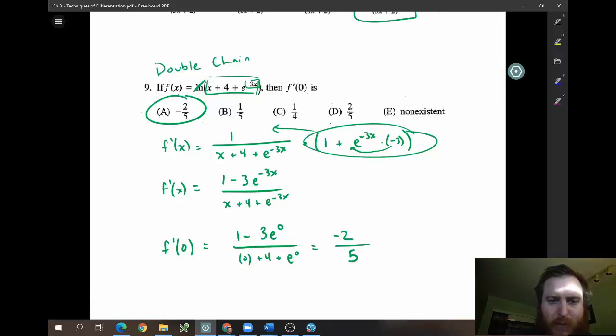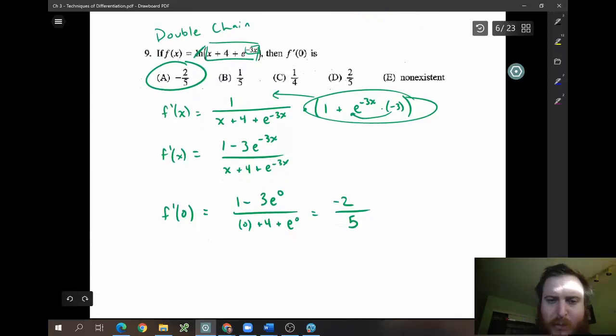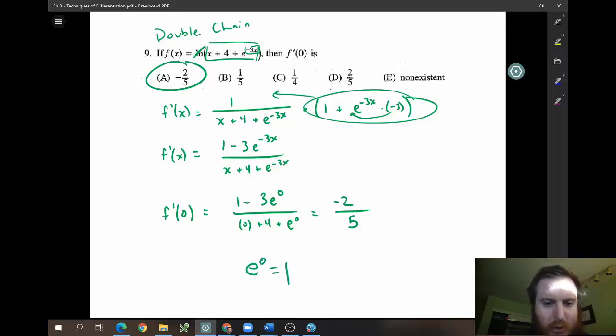Then we wanted to find f prime of 0. Don't worry about simplifying, just immediately plug in. Once you take the derivative, immediately plug in. It's always easier. So 1 minus 3 e to the 0 over 0 plus 4 plus e to the 0. Remember that anything to the 0th power is just 1. So this is 1 minus 3, which is negative 2, and 4 plus 1 is 5.